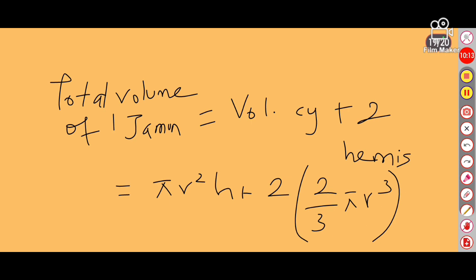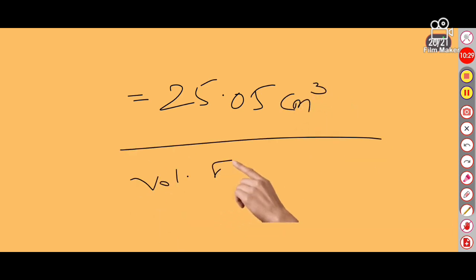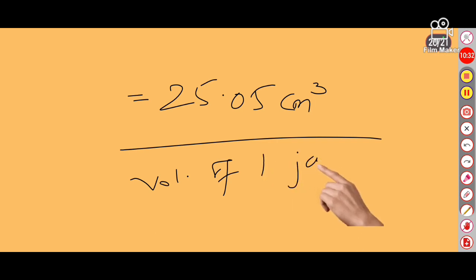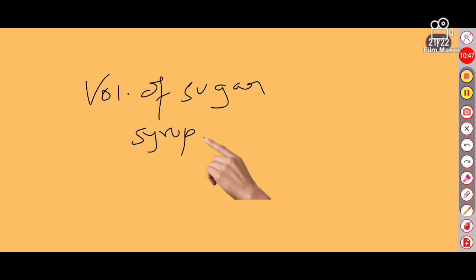So upon simplifying the values given in the question, to find the total volume of one jamun, you get around 25.05 centimeter cube. Volume of one jamun, right? So we are given that the volume of sugar syrup is approximately 30 percent of the total volume.